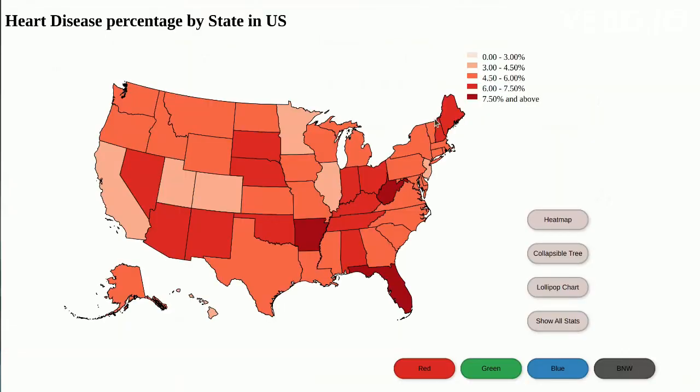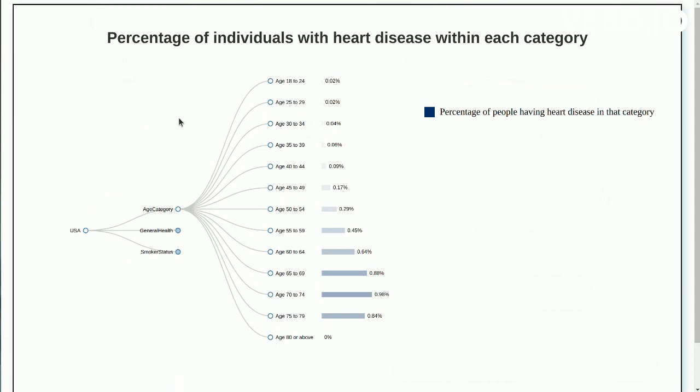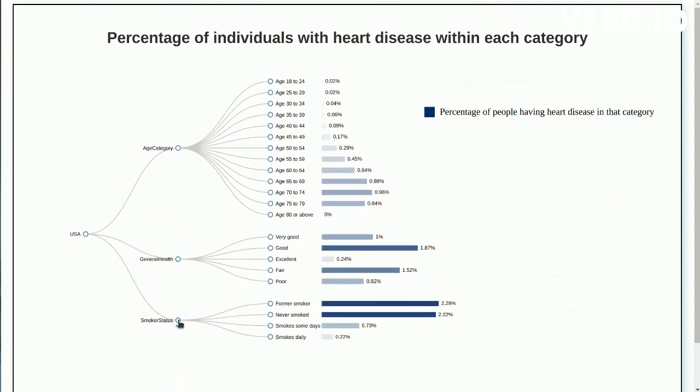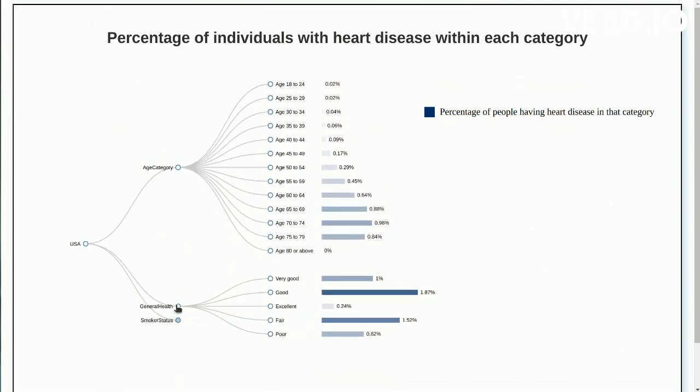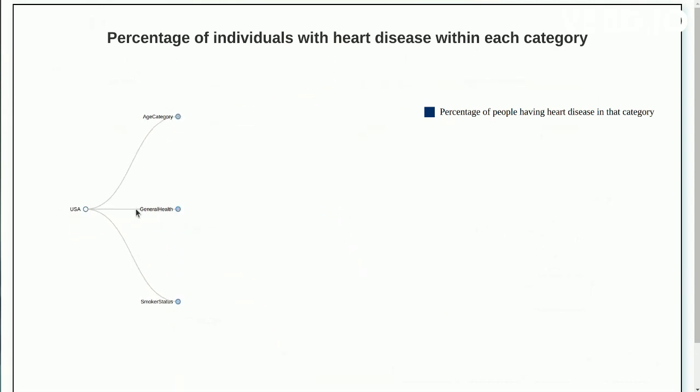Now let's dive into the tree diagram. Here, these demonstrate the percentage of people having heart disease in each category, general health and smoker status, which are the main categories in our data set, in a hierarchical manner. We added a toggling effect for each parent node in the tree. Each category has different values and for each value we showed the bar graph with saturation based on the percentage of people having heart disease in that respective category.